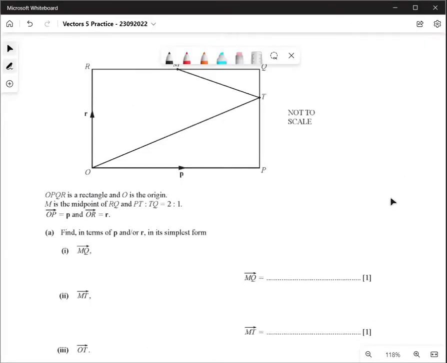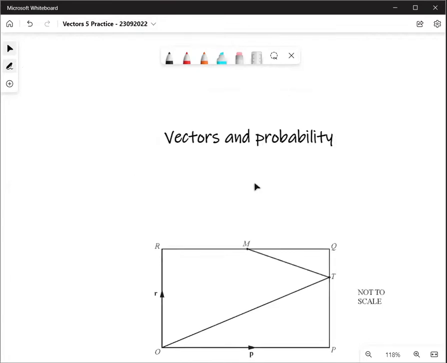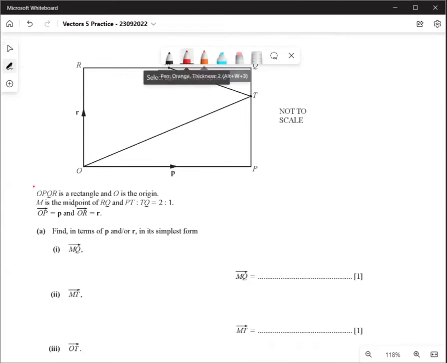We're studying IGCSE mathematics and we're starting vectors 5 practice. I hope this is the 5th class. But yeah, so practice. Now start. Should I read the question?